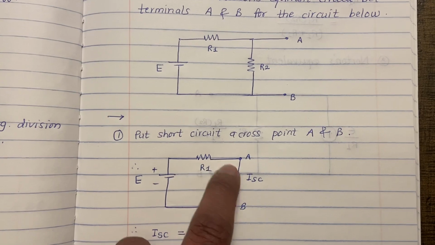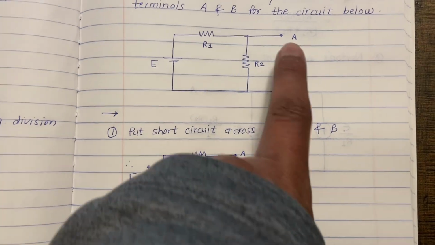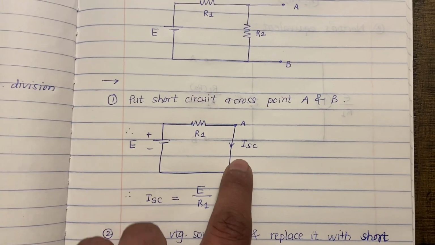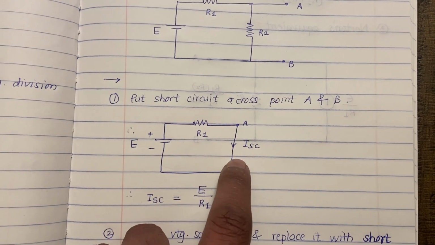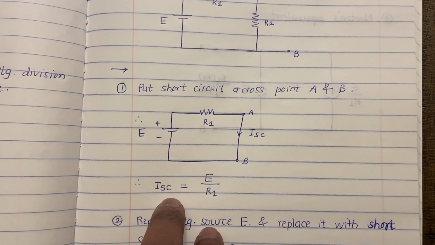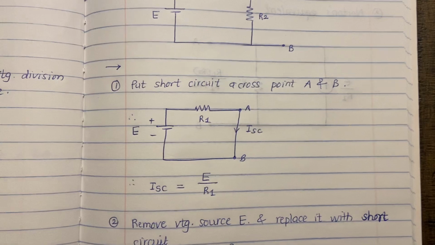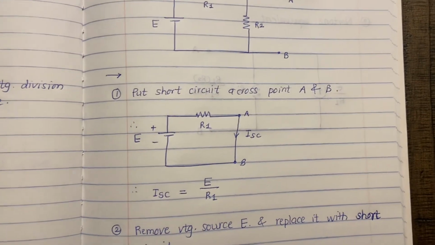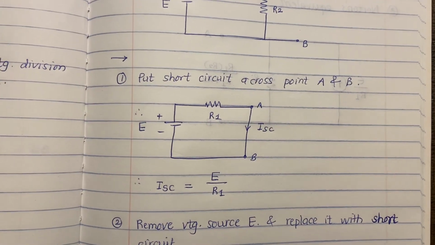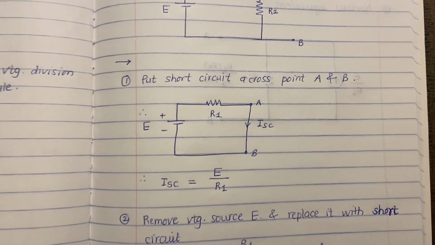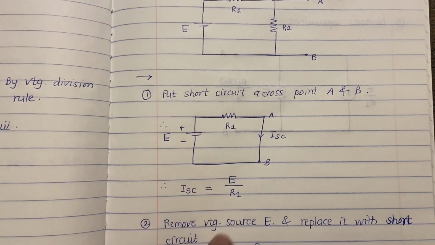Once we short A and B, we have to find the short circuit current flowing through points A and B. So ISC will be E upon R1. That is the value of ISC: the voltage source divided by R1.